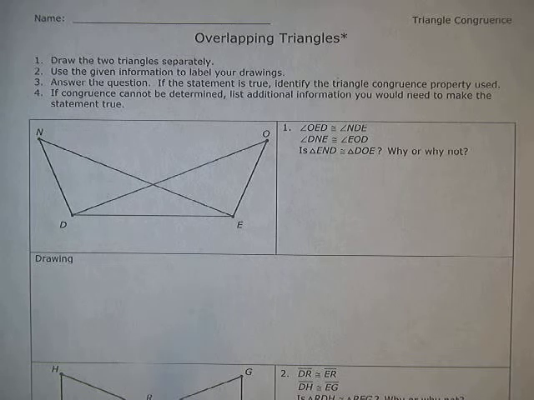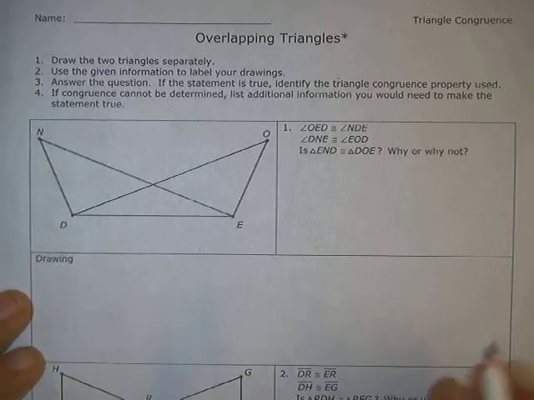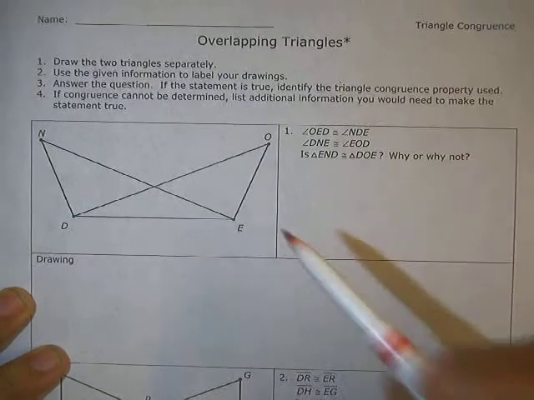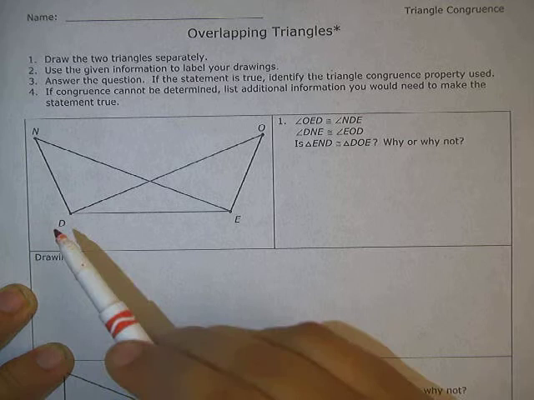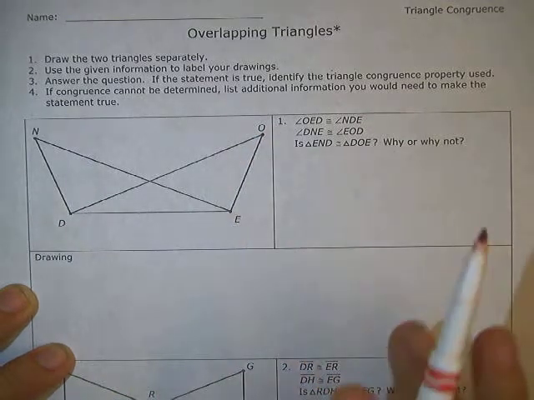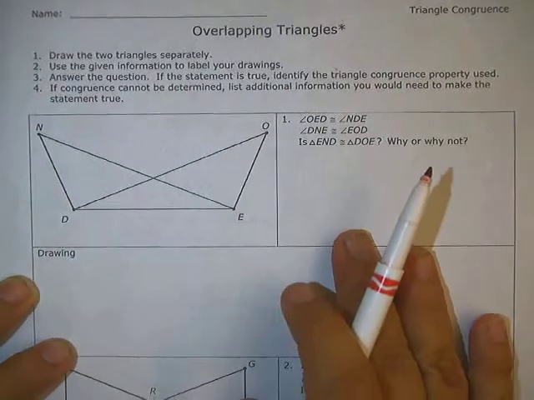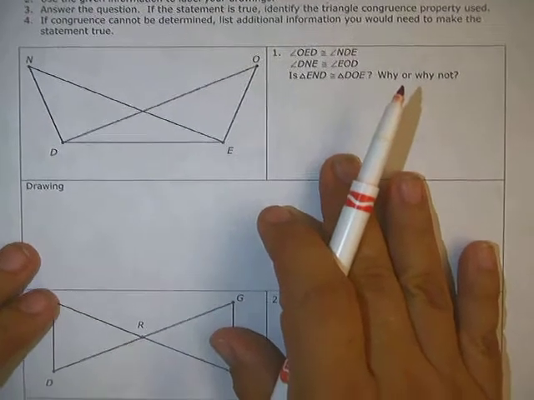And then additionally, one of the important things you do is that as you do your drawing, you need to label where things are congruent. And so let's go ahead and get started on this first problem. We want to know, is triangle END congruent to triangle DOE? So this is definitely an overlapping triangle. I want to redraw it.